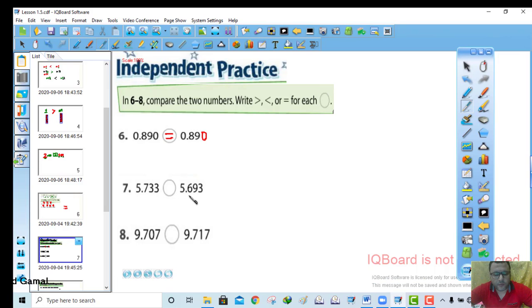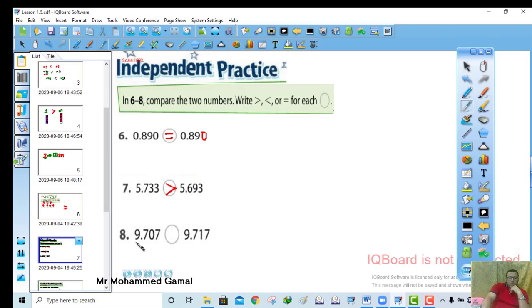5.733,000 and 5,693,000, from the same family, 3 digits, 3 digits. So I can compare 5, 5, 7, and here is 6. So which is bigger, the 7 or the 6? Of course the 7 is bigger. 733 is bigger than 693.